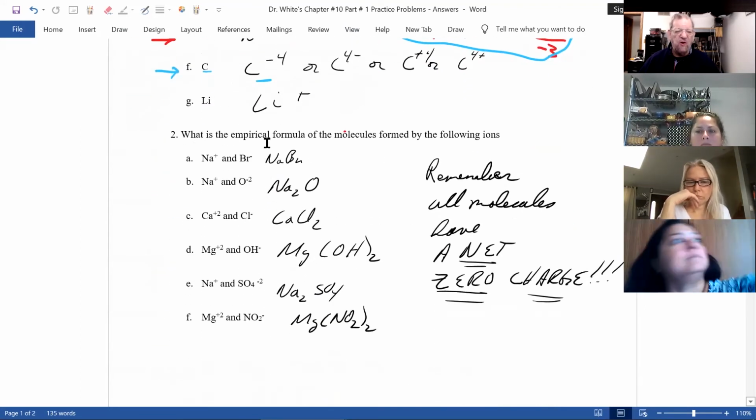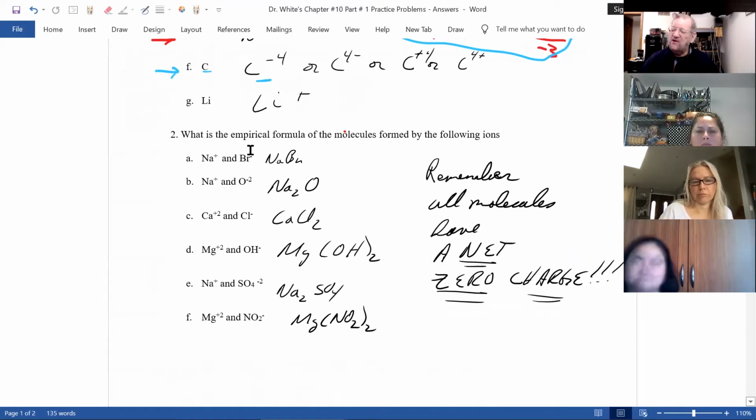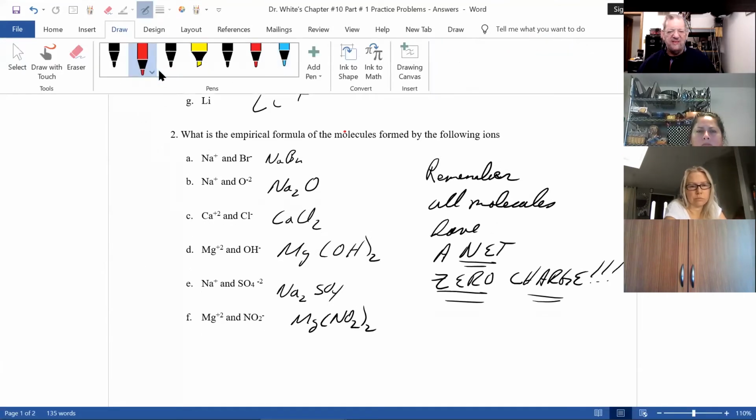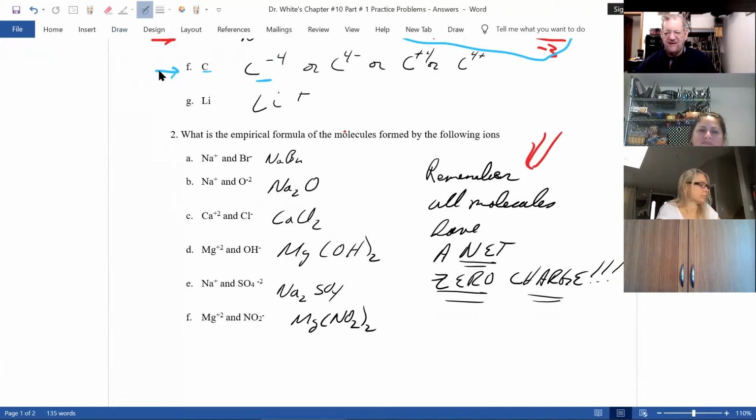The next thing is, what's the empirical formula, or sometimes I'll say the simplest formula, of molecules formed from the following ions. Now, oh, Dr. White wrote a note to all of you. To do this problem correctly, remember, all molecules have a net, and this is the most important thing about this, 0 charge. Therefore, the ions in the molecule have to add up to 0.